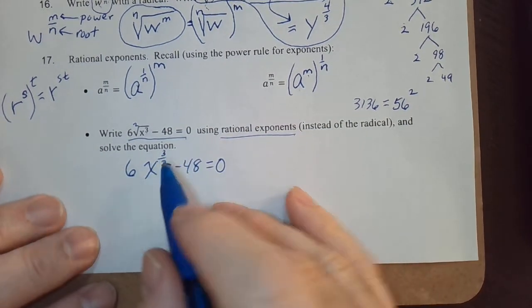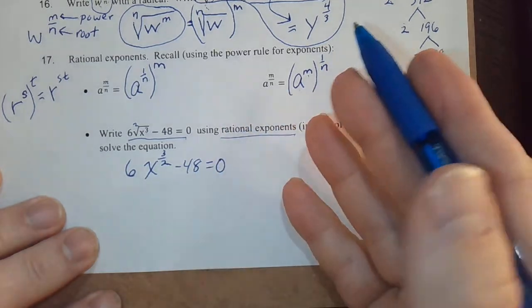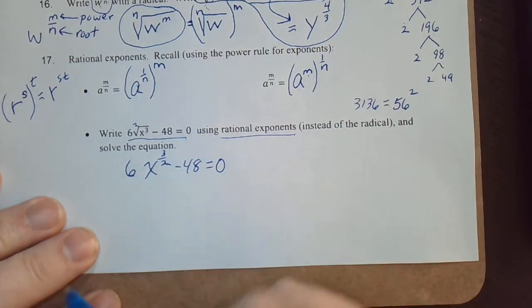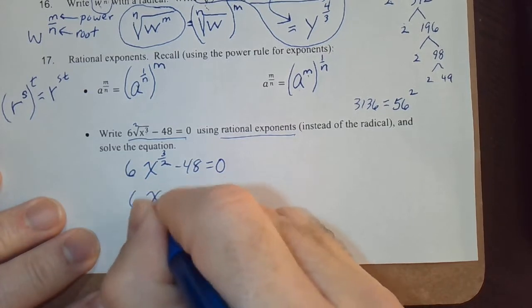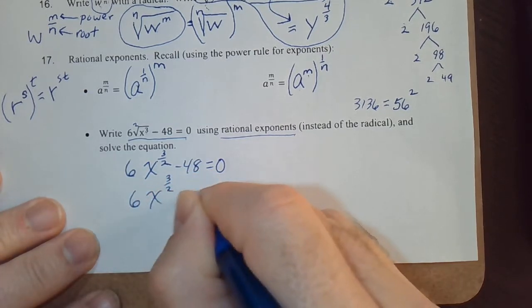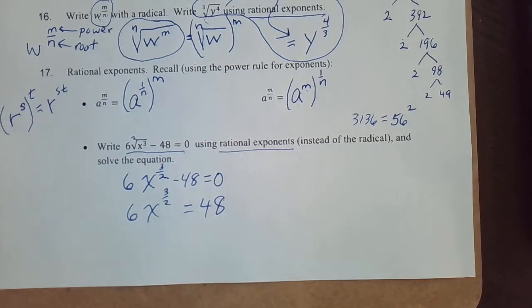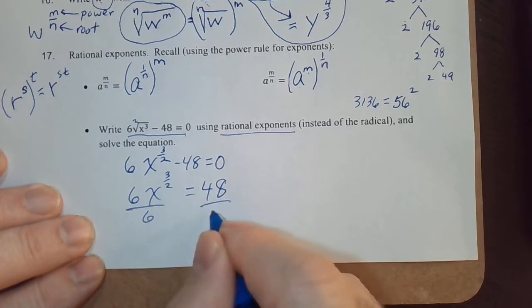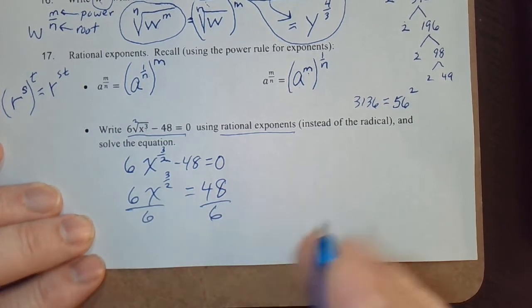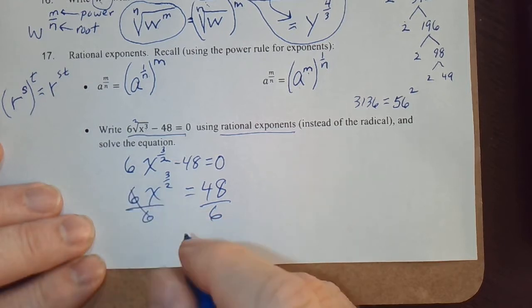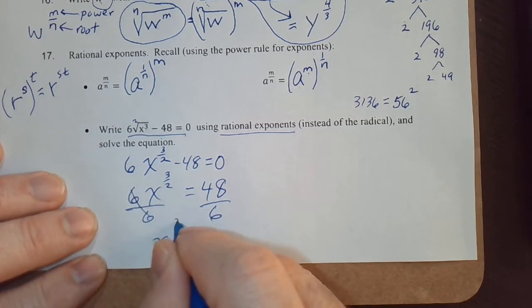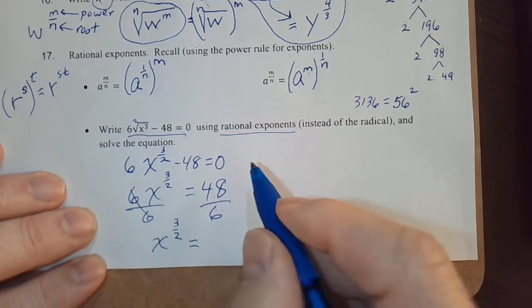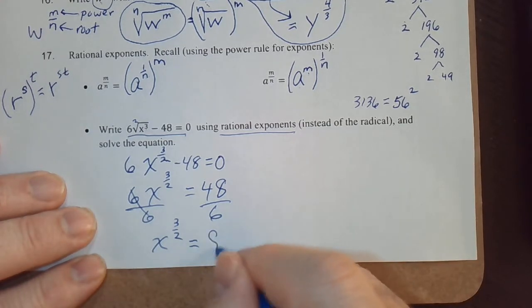So then what we want to do, and we'll see this in the next video, is get the x to the 3 over 2 all by itself on one side. So 6x to the 3 over 2 equals 48. What did I do there? I just added 48 to both sides. And now I'm going to divide both sides by 6 to get the x to the 3 halves all by itself. That cancels. x to the 3 over 2 equals 48 over 6, which is 8.